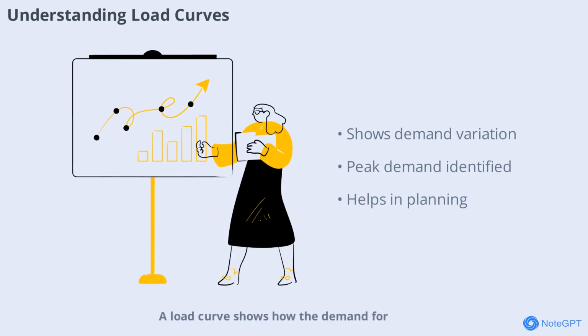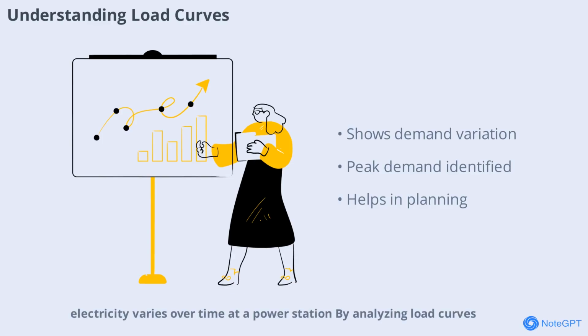A load curve shows how the demand for electricity varies over time at a power station. By analyzing load curves, operators can understand when demand is highest and lowest, helping them plan generation and distribution more efficiently. The daily load curve, for example, reveals how demand changes throughout the day, while the area under the curve indicates the total units of electricity generated. The highest point on the curve represents the peak demand.